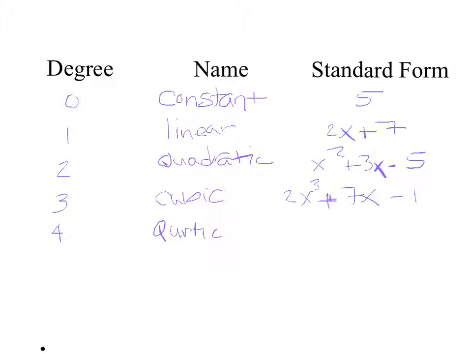Oh, I think I spelled that wrong. And degree 5 is called a quintic. But really, our book stops here at the cubic. They don't really talk about the rest of those. The rest of those we talk more about when you take college algebra and things like that.